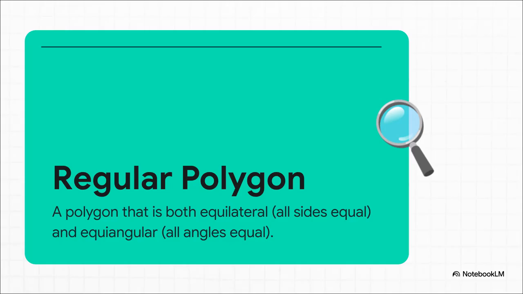Okay, remember those special polygons I mentioned earlier? Here we go. A regular polygon is basically one that's perfectly symmetrical. It has to meet 2 strict conditions. First, it's got to be equilateral. That means all its sides are the exact same length. And second, it's got to be equiangular, which means all its interior angles are equal. Think about a perfect square. That's a perfect example of a regular quadrilateral.